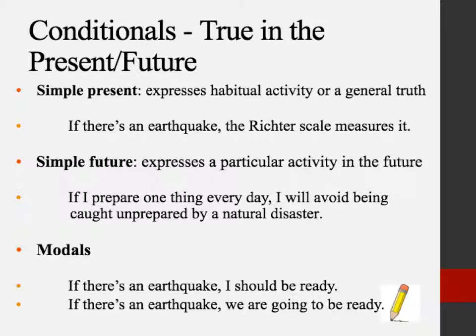I will be ready. Finally, this type of conditional can also use a modal or phrasal modals. As we have learned before in previous lessons, modals express different levels of certainty. The first example, "If there's an earthquake, I should be ready," expresses a degree of uncertainty. But our second example, "If there's an earthquake, we are going to be ready," expresses certainty in our preparedness because we have been storing one item each day.